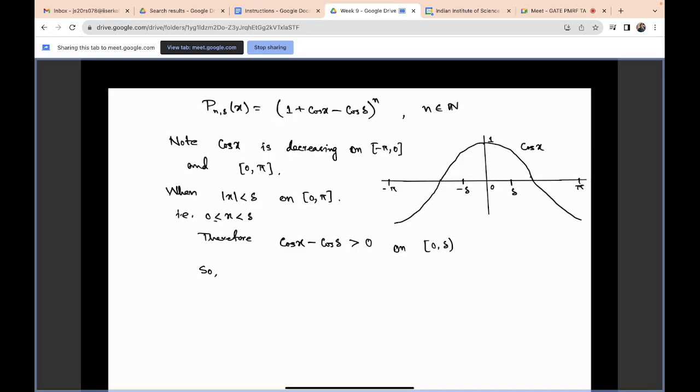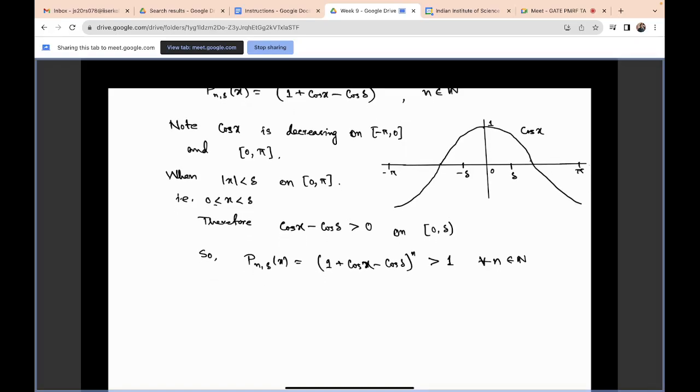So P_n,delta of x is (1 plus cos x minus cos delta) to the power n. As this is bigger than 0, 1 plus this will be strictly bigger than 1 for all n, right? So this quantity will be strictly bigger than 1 for all n. So this is case 1.